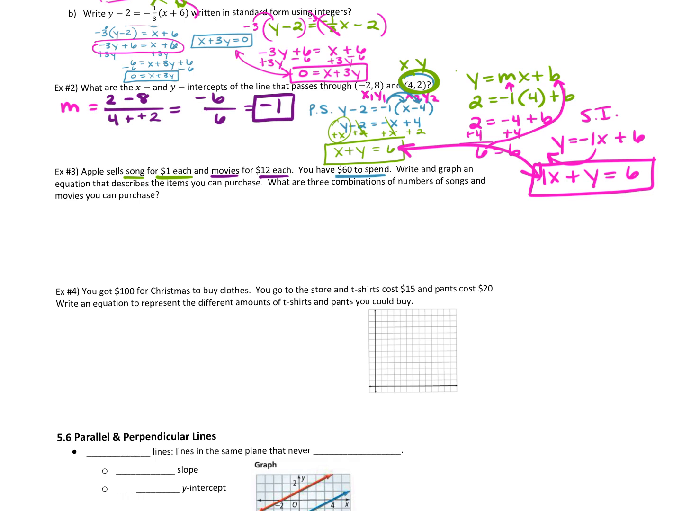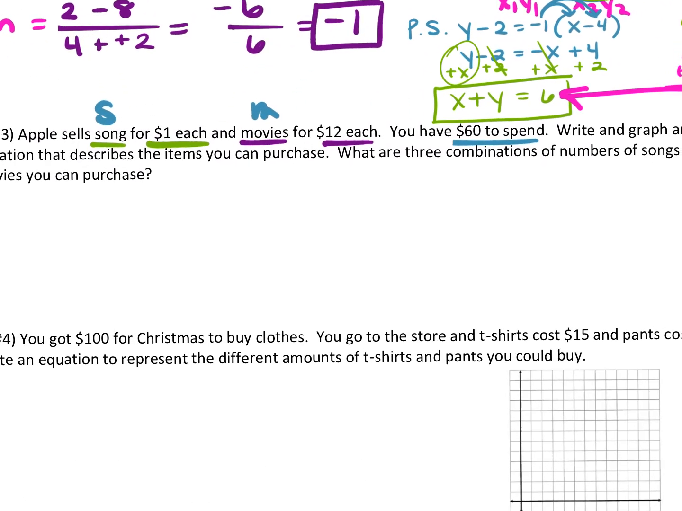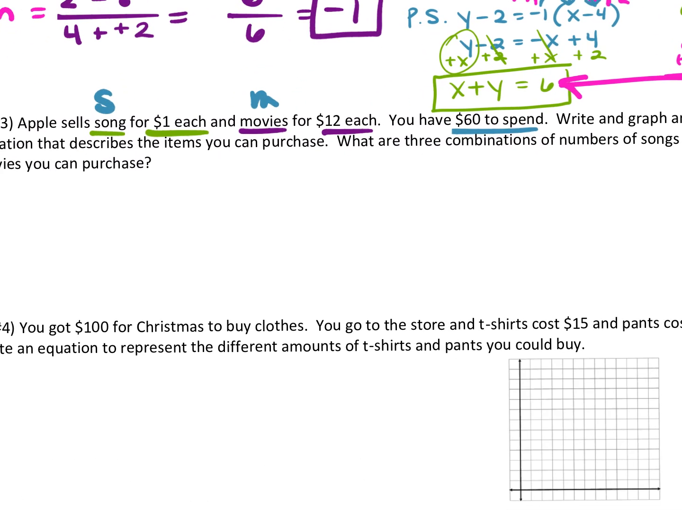Okay. So I'm going to call songs S. I'm going to call movies M. Anyone think they can turn that into a standard form equation? I think you can. $1 per song and $12 per movie, and it has to equal a total of $60. 1s plus 12m equals 60. Yeah, 1s plus 12m equals 60, right? That would be your equation.